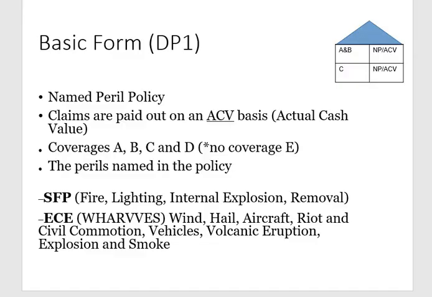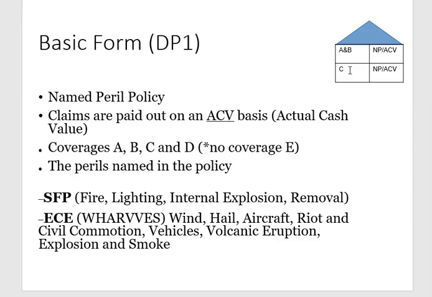So let's just first talk about your basic form, your DP1. It's a named peril policy. I got a little sketch on the side here. Some people understand with visualizing it. So this is coverage A and coverage B, and that's coverage C. So that's structure, other structures, and personal property. It's a named peril policy. And what does that mean? That means that whatever's covered has to be named. Whatever peril would be covered in that policy has to be named. If it's not covered, it's because it's not named or it's excluded.